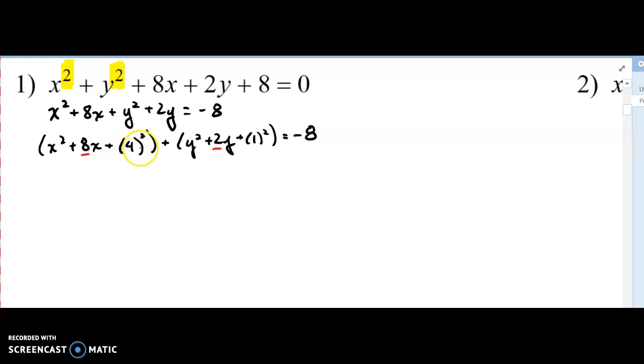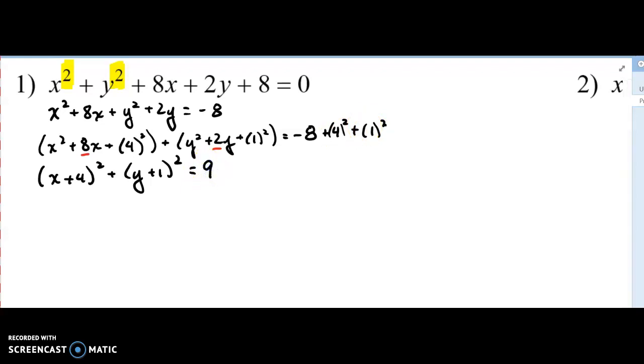Now, since I added 4 squared on the left, I have to add it on the right, so 4 squared. And since I added 1 squared on the left, I have to add it also on the right to keep things balanced. Okay, that's very important. That's a very common place to make mistakes. Now that I've taken my half and squared it, I can actually factor this. So I have x plus 4 squared, and then this is going to be y plus 1 squared, and then on the right side, if I simplify all this, it should come out to be 9.